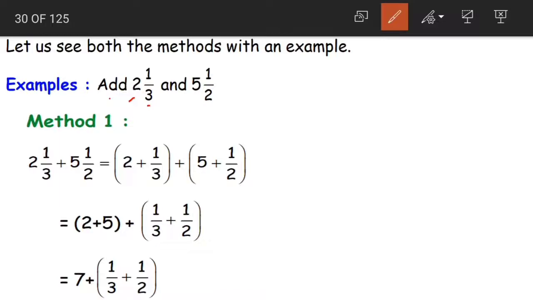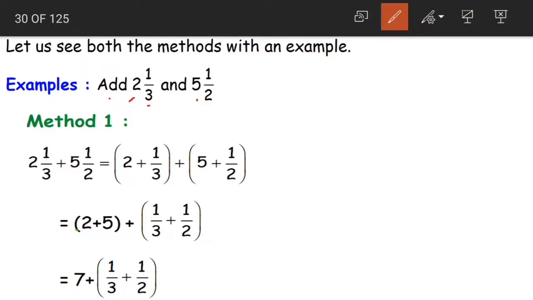Now what will be method 2? We are adding them, right? Let me write here 2 1 by 3 plus 5 1 by 2. We are adding the two mixed fractions together. Now one way to add them would be, we are having whole number parts, right, children? See, we can add the whole number parts together.